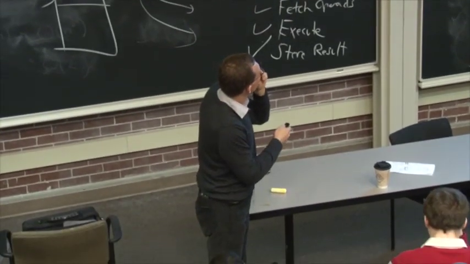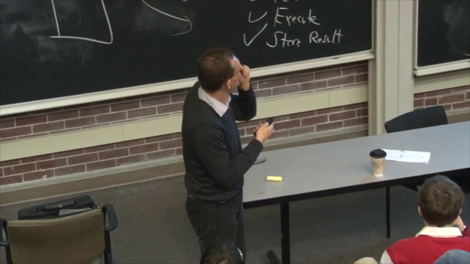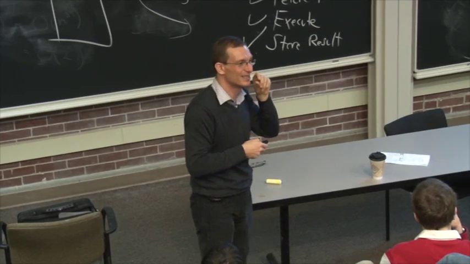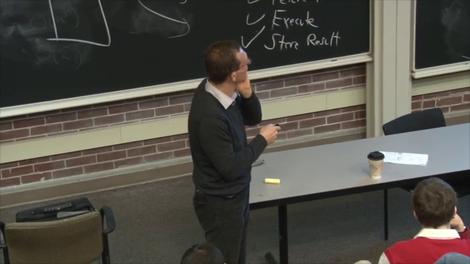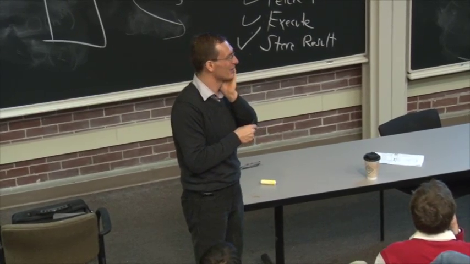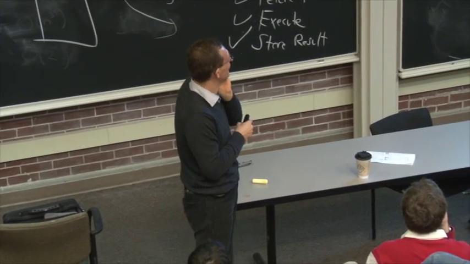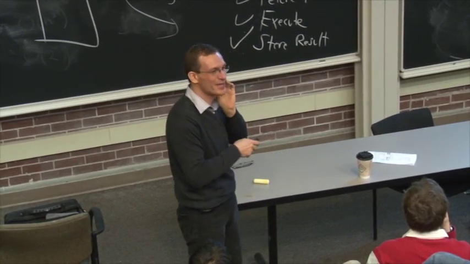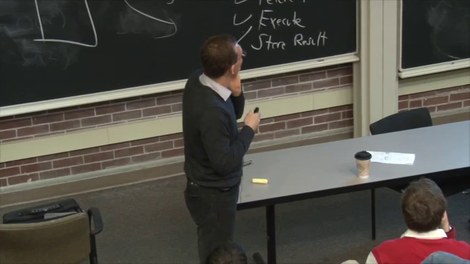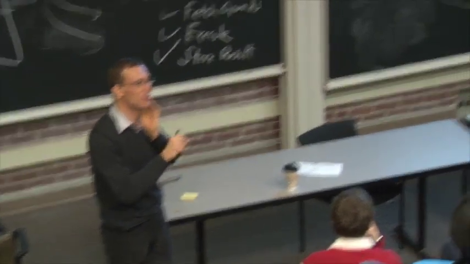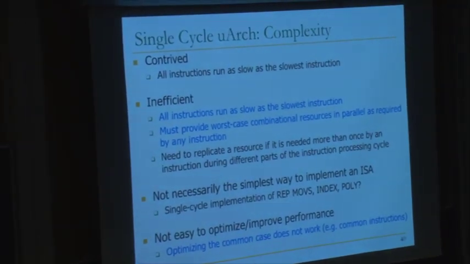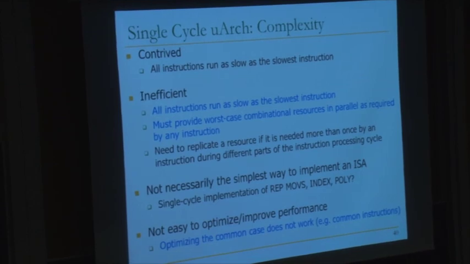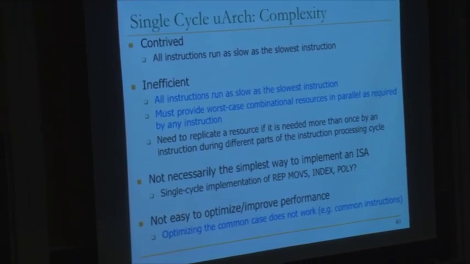Okay. This is also not necessarily the simplest way to implement an ISA. Think about these things. Remember these instructions? What if you have a complex instruction set? Repeat, move S. You're doing this for your homework. So you don't want to have a single cycle microarchitecture doing repeat, move S probably. And it's not easy to optimize or improve performance because you don't have a degree of freedom, right? You're not really optimizing for the common case. So let's say most of your instructions are adds. You really want to optimize your microarchitecture for those adds so that you can execute them very quickly.